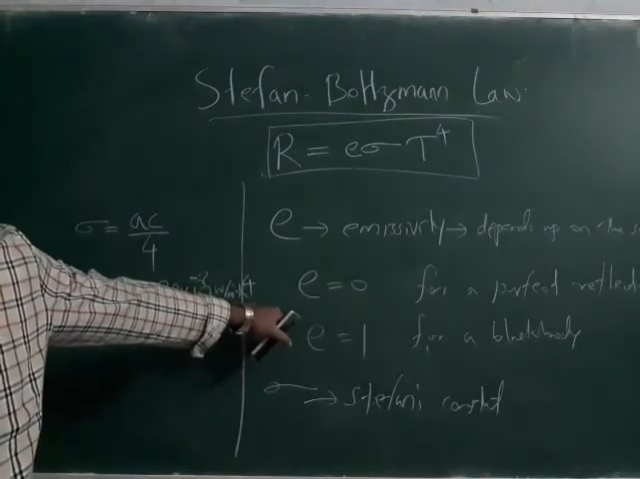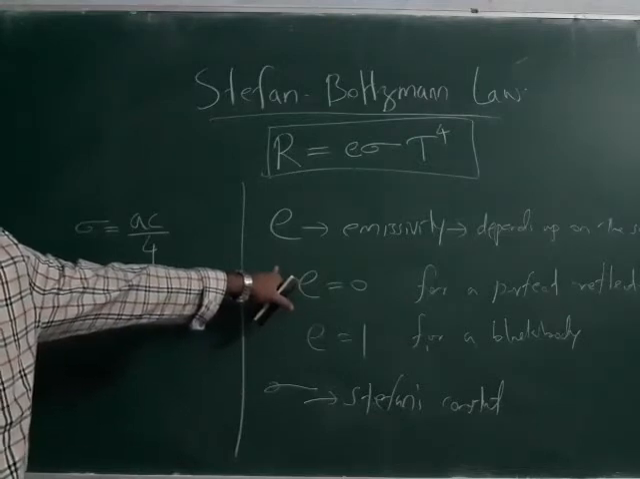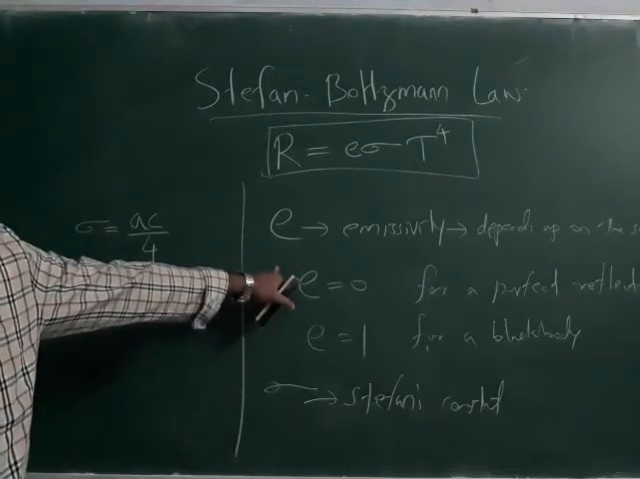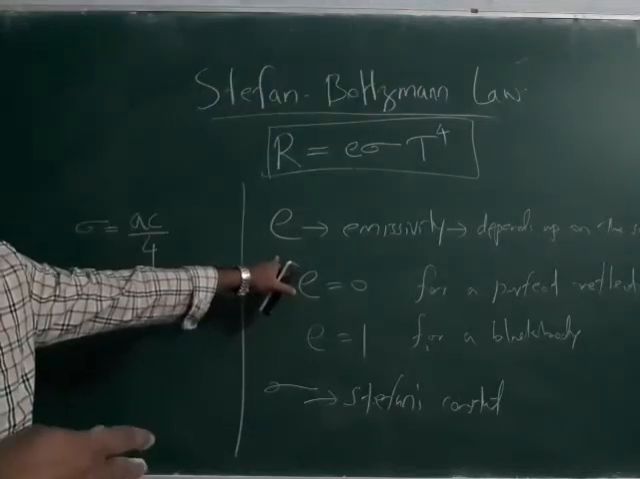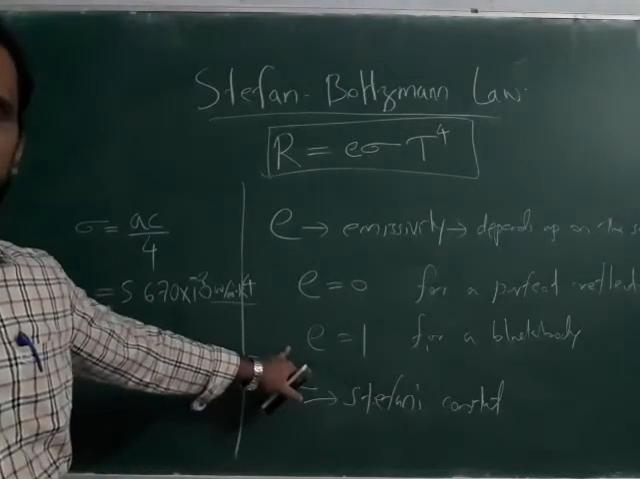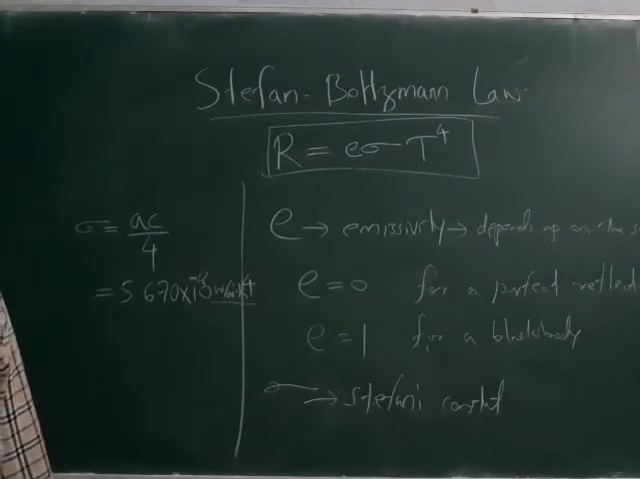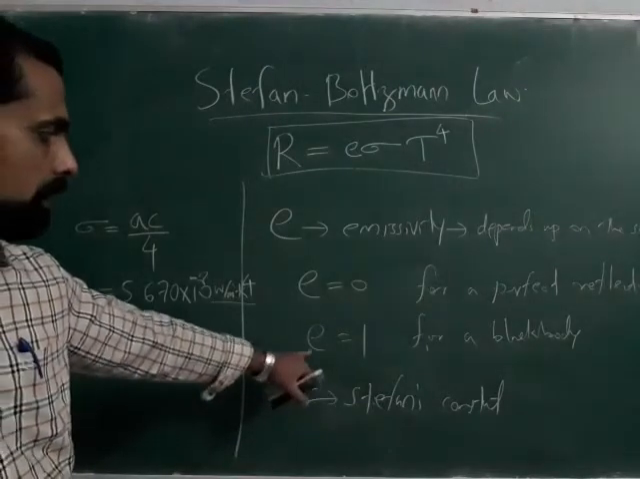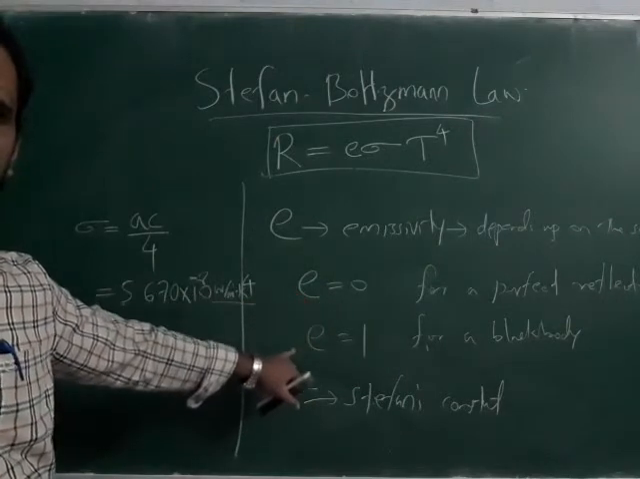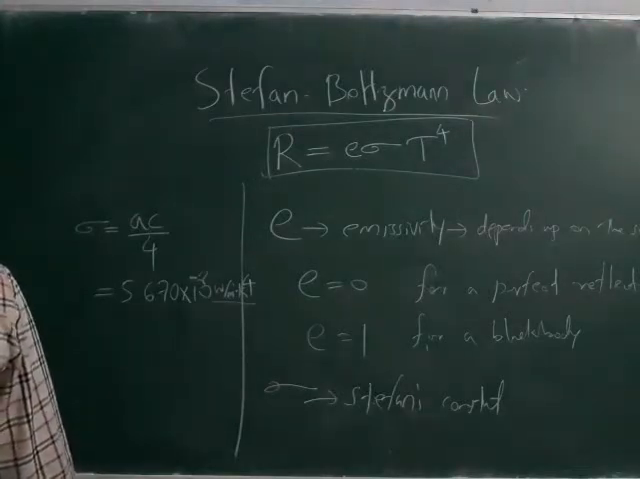And this value of emissivity I told, 0 for a perfect reflector. That means a perfect reflector does not radiate at all. Whatever comes, it just reflects it. And E equal to 1 is for a black body. This is the minimum and maximum value, and in between you have different values for different materials.